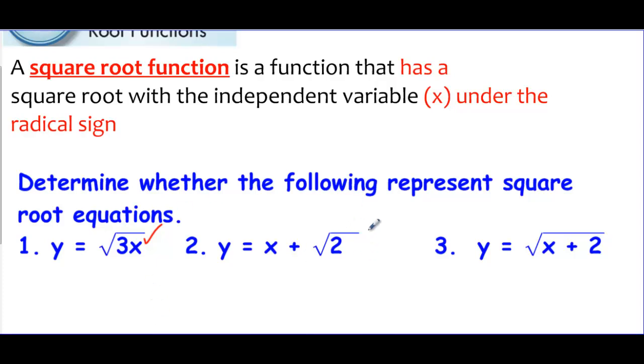Okay, the second one is not a square root function. There is a square root in the problem, but x is on the outside. This is actually a linear function. If you graph this, you're going to get a line. So this one's not a square root function.